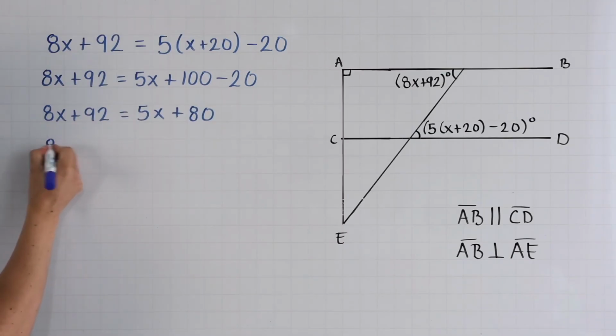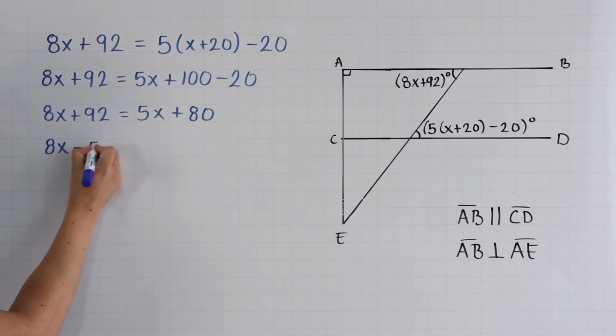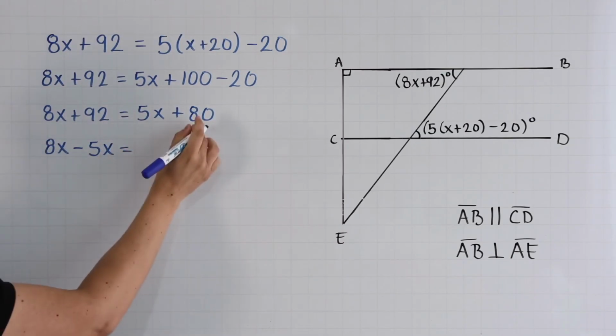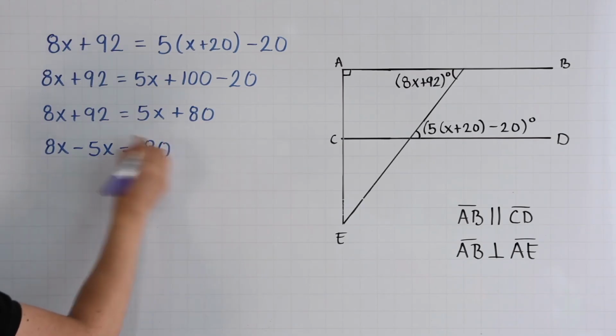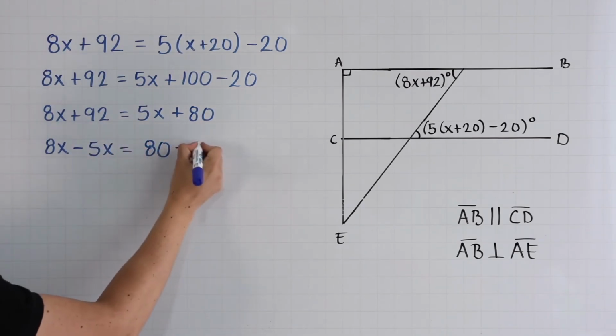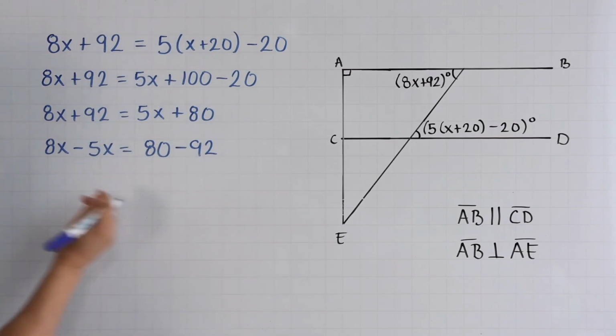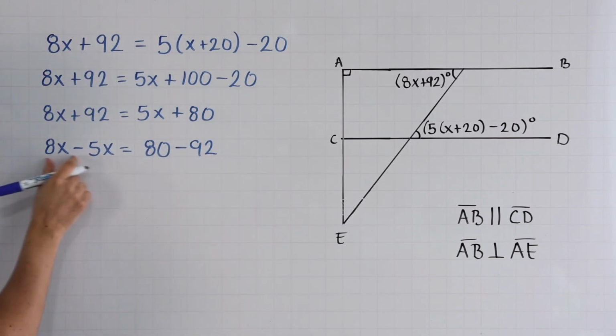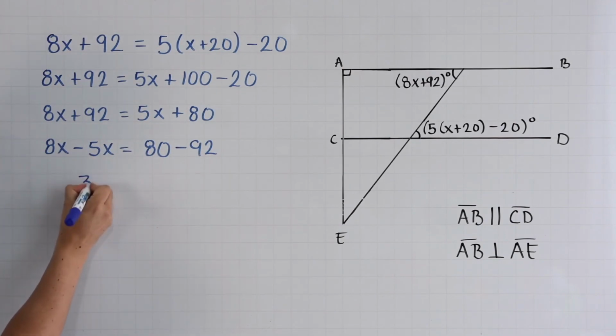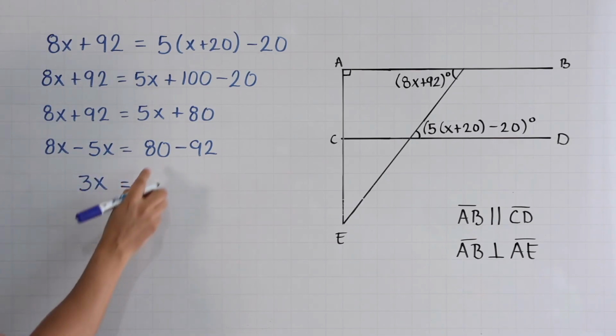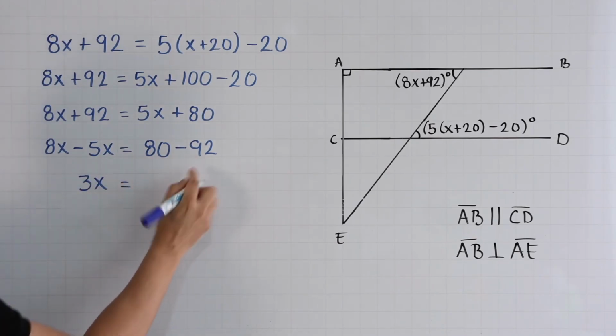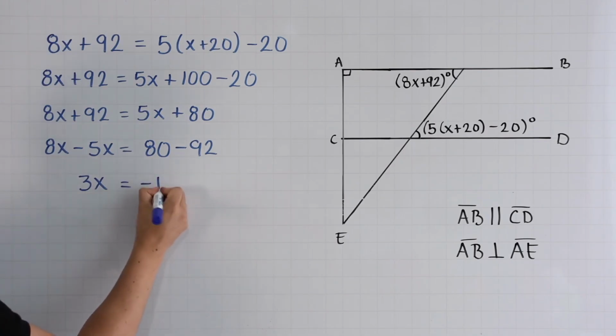I move everything with x to the left side. So I have 8x minus 5x. It's equal to 80, which is already on the right side. And we're going to move this 92 as a minus 92. We do the subtraction. 8x minus 5x is equal to 3x. And on the right side, we have 80 minus 92. This would be minus 12, right?